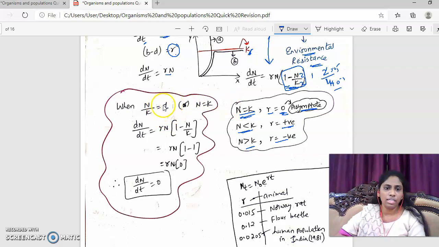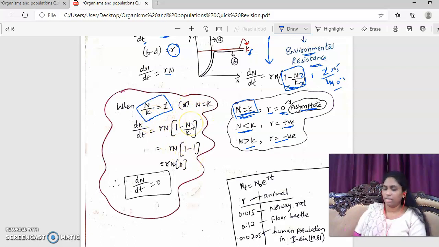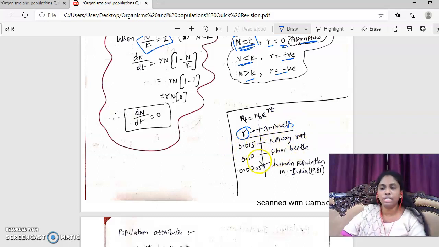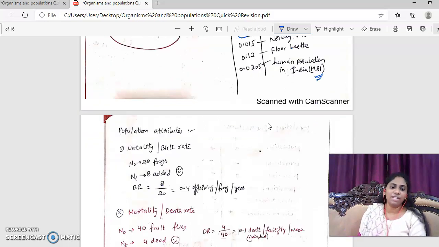I wrote here, you can see here, when n is equal to k, otherwise n by k is equal to 1, right? The same thing I wrote here, you can check it later on. Now this is given in the NCERT, the r value for three different types of animals. Norway rat, the r value is 0.015, flour beetle is 0.12, human population in India 1981, 2 years before I was born, 0.0205. I am 37 right now, right?